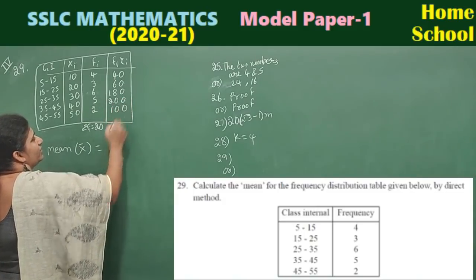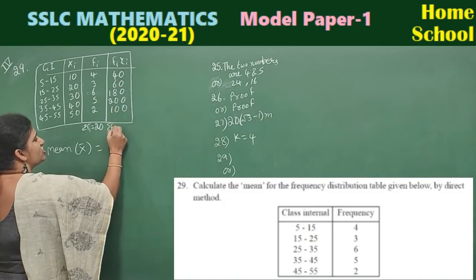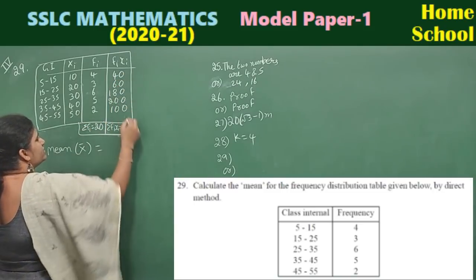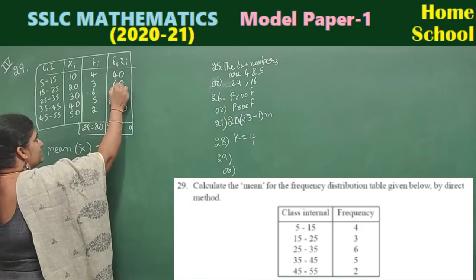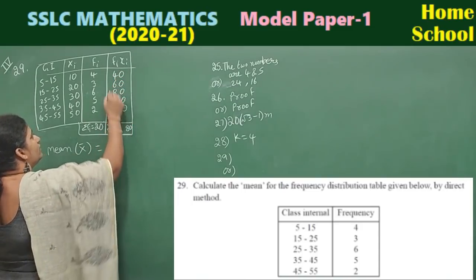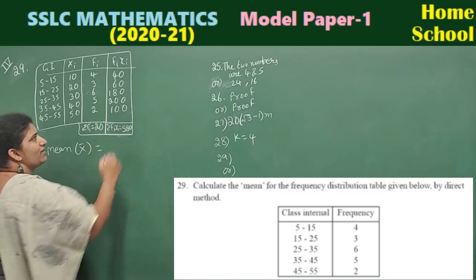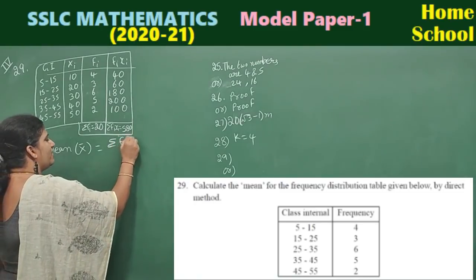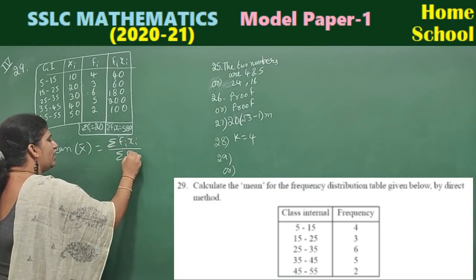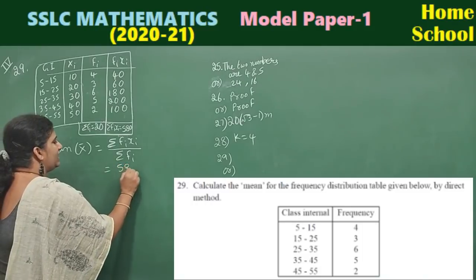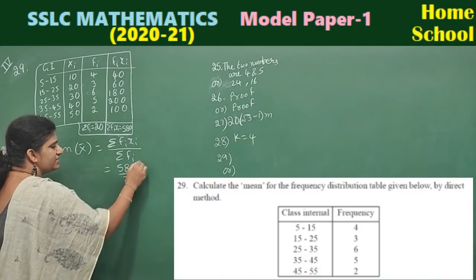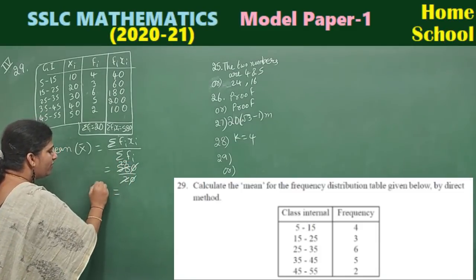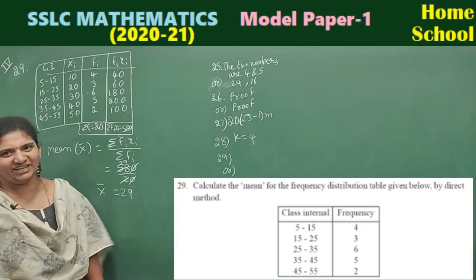52 is 100. Now add all this and say summation FiXi is equal to 0, 4 plus 6, 10, 18, 24, 58. 580 is your answer. Mean X bar is equal to sigma FiXi by sigma Fi. 580 by 20. 0, 0 cancel. 2 2s are 4, 2 9s are 18. Therefore, mean X bar is equal to 29 is your answer.